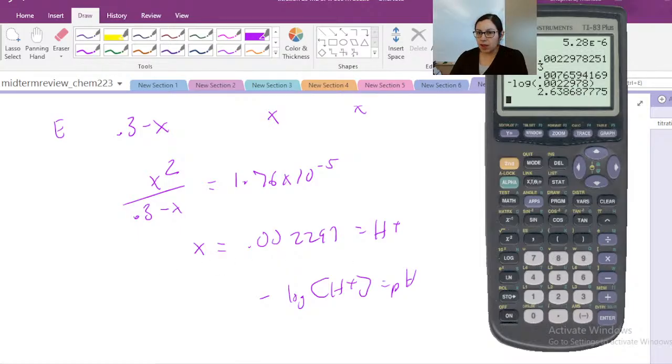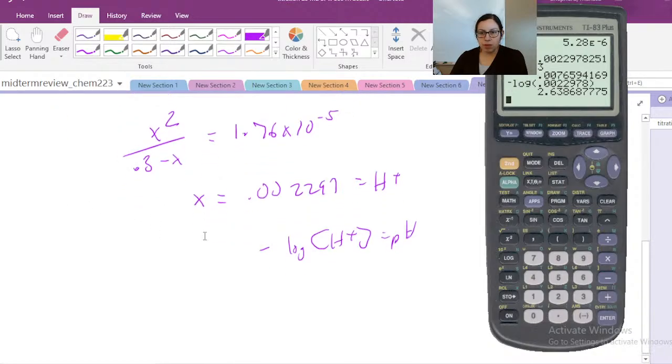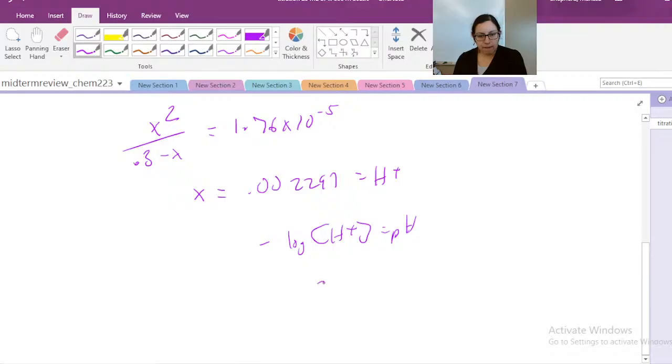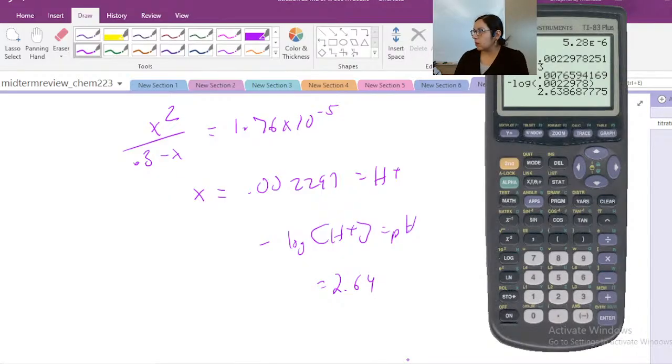And so about a pH, initial pH of 2.64. Okay, is that what we all got there? Questions on that one? What's the rule for assuming less than 5%?